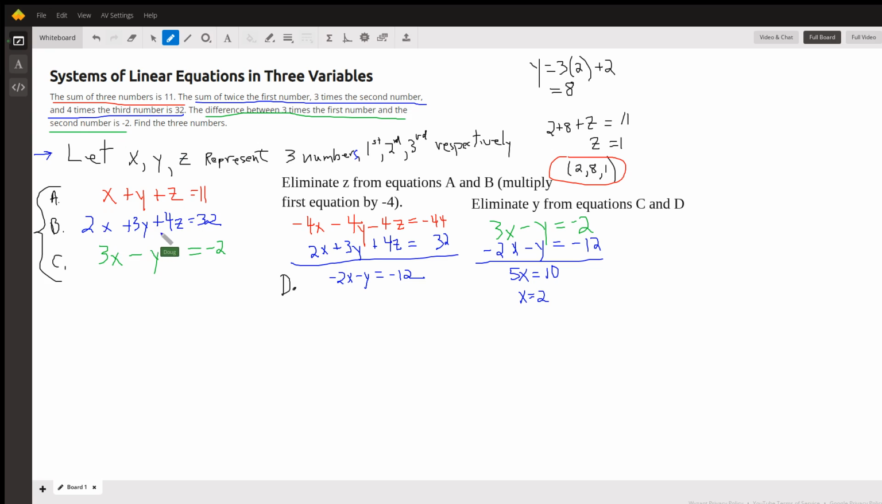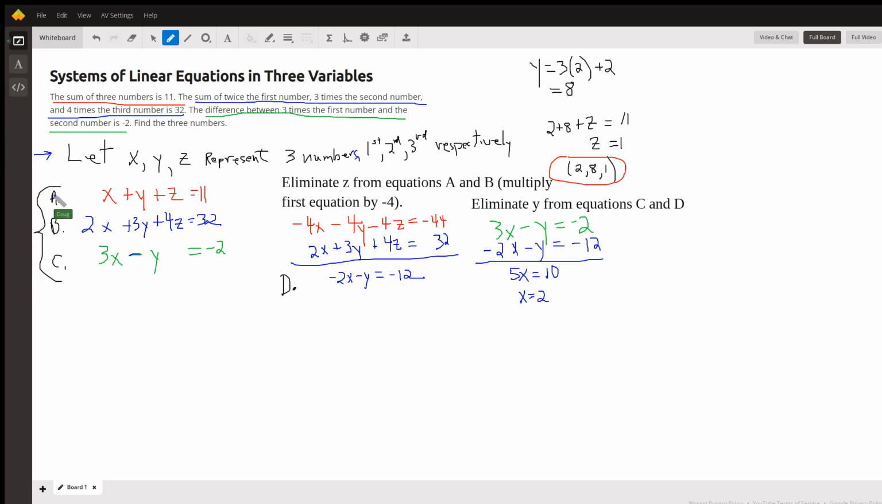So sum means addition. And finally, in green, the difference between 3 times the first number and the second number is -2. So that difference means subtract. So there's 3 times the first number minus y equals -2. So there's your system. I labeled the equations A, B, and C for purposes of discussion.